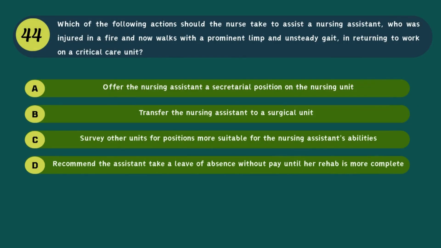Question 44. Which of the following actions should the nurse take to assist a nursing assistant who was injured in a fire and now walks with a prominent limp and unsteady gait in returning to work on a critical care unit? A. Offer the nursing assistant a secretarial position on the nursing unit. B. Transfer the nursing assistant to a surgical unit. C. Survey other units for positions more suitable for the nursing assistant's abilities. D. Recommend the assistant take a leave of absence without pay until her rehab is more complete.